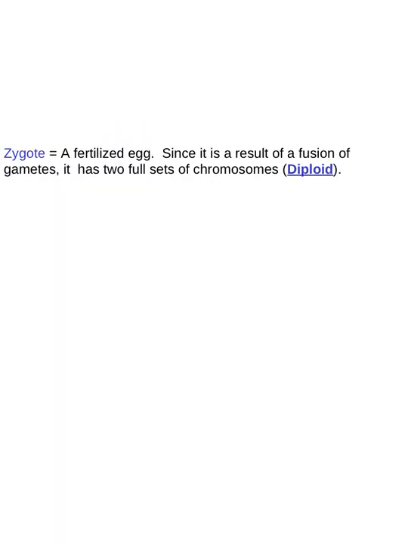Now, the fertilized egg is known as a zygote. Since it has two sets of chromosomes, one from sperm and one from egg, it is known as diploid. Diploid, sometimes given the designation 2N, means you've got two sets of chromosomes.